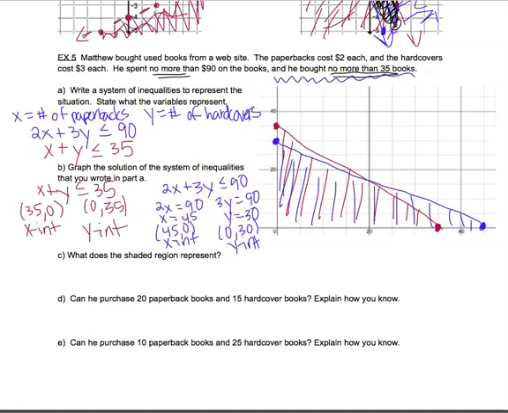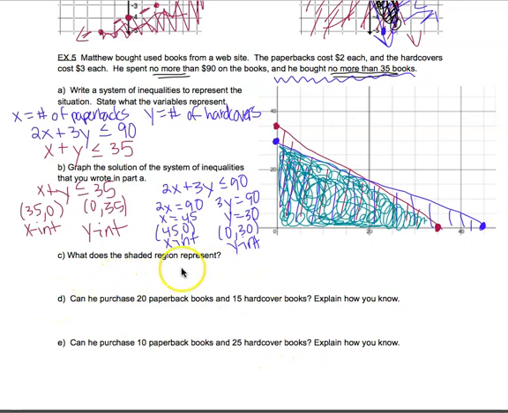So the overlap, let me use that teal again. That seemed to work a little bit better than the black. The overlap should be everything in here, because it needs to be in the first quadrant, because otherwise it wouldn't make sense in the real life situation. Can't buy a negative number of paperbacks or hardcovers.